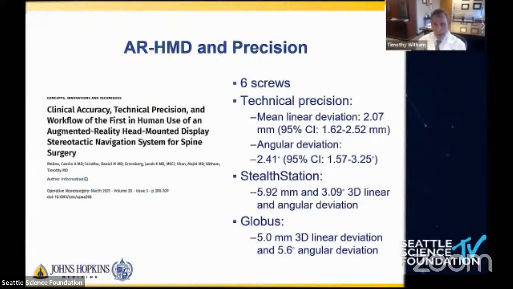I'm not here to make a claim that this is the best. Like I said from the outset, the best system is what works the best in your hands. But it looks like this system is accurate and precise in some of our initial work.